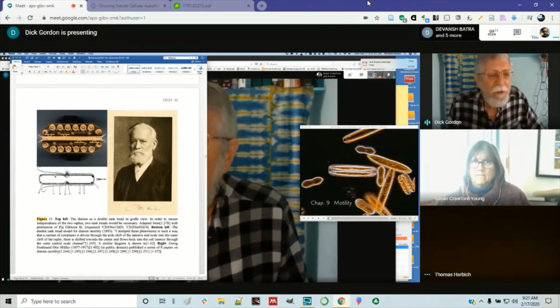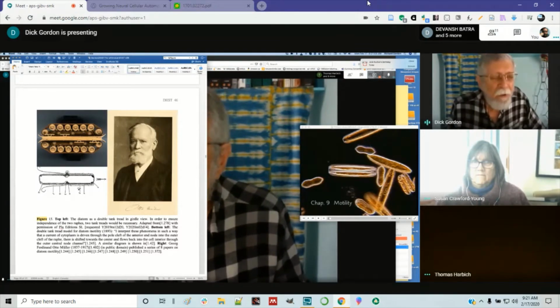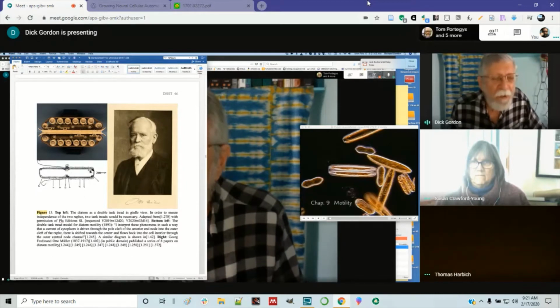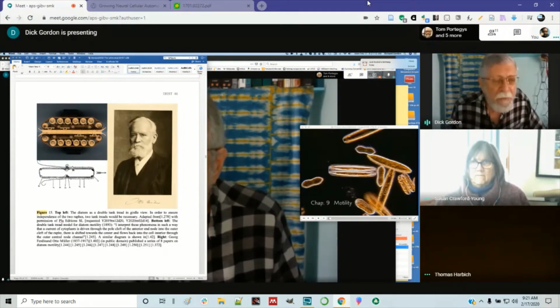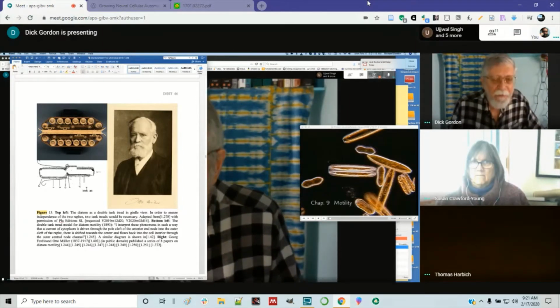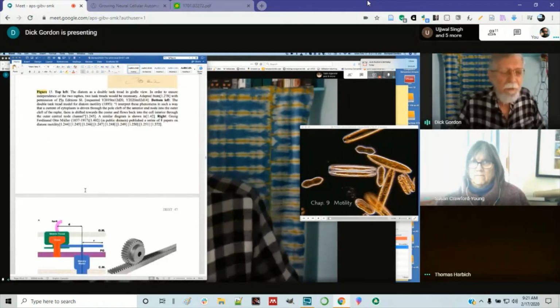And some of the sketches here showed flow inside and out, and this would be the outside flow. Then they assumed that this stuff went in and went around somehow. Okay, so this is a tank tread model.